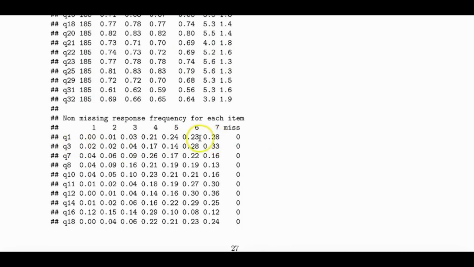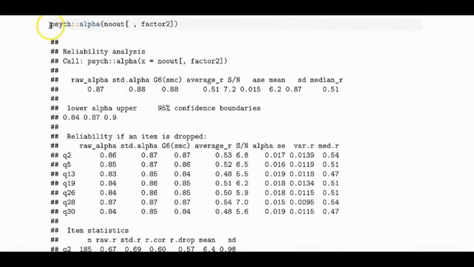And you can have issues when a lot of the people just don't use a certain category. Like that can also throw away your estimations. But that's a different class. That's a measurement class. So now I do the same library psych, but instead I'm using the double colon alpha, but I'm going to do it for factor 2. That's my alpha.